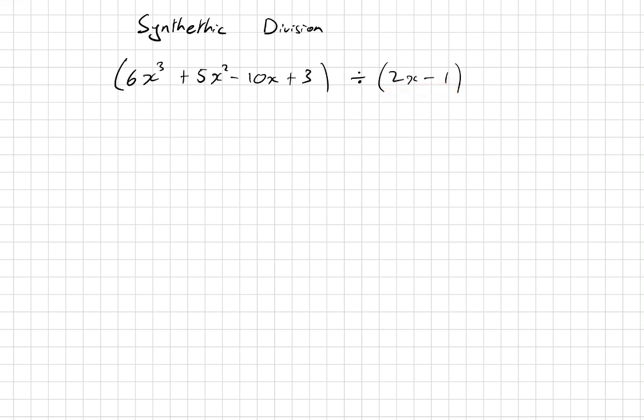So if it is a factor, that means if I say 2x minus 1 equals 0 and solve it, I get x equals a half. If 2x minus 1 is a factor, then a half is a root. So if I substitute it into this polynomial, I should get the answer 0. But we're only looking at the coefficients in synthetic division. So this is where it gets a little bit funny.